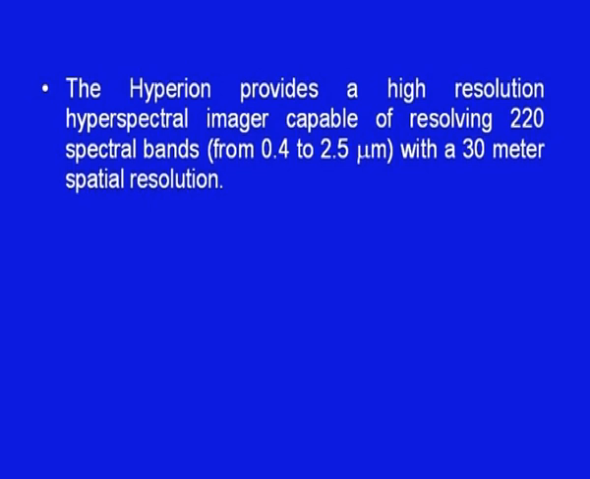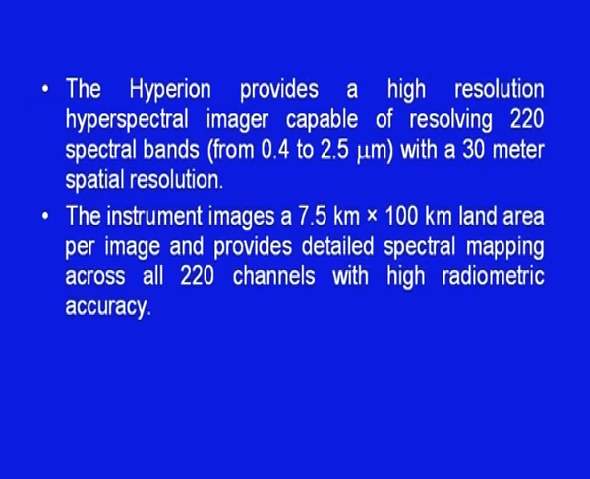Through this large number of spectral bands, complex land ecosystems can be imaged and accurately classified. The Hyperion provides a high resolution hyperspectral imager capable of resolving 200 spectral bands between 0.4 to 2.5 micrometers with a 30-meter spatial resolution. The instrument images an area of 7.5 kilometers by 100 kilometers of land per image and provides detailed spectral mapping across all 220 channels with high radiometric accuracy.